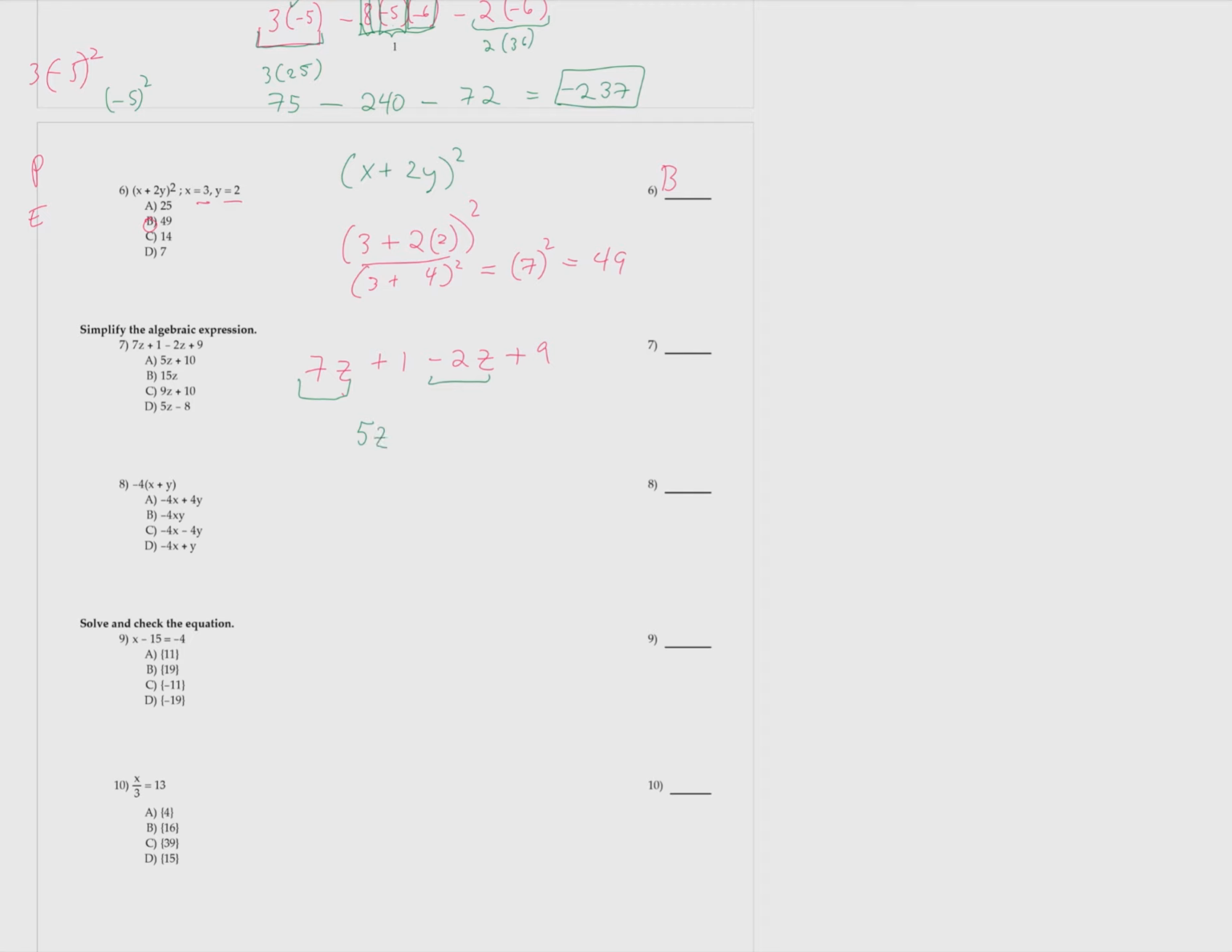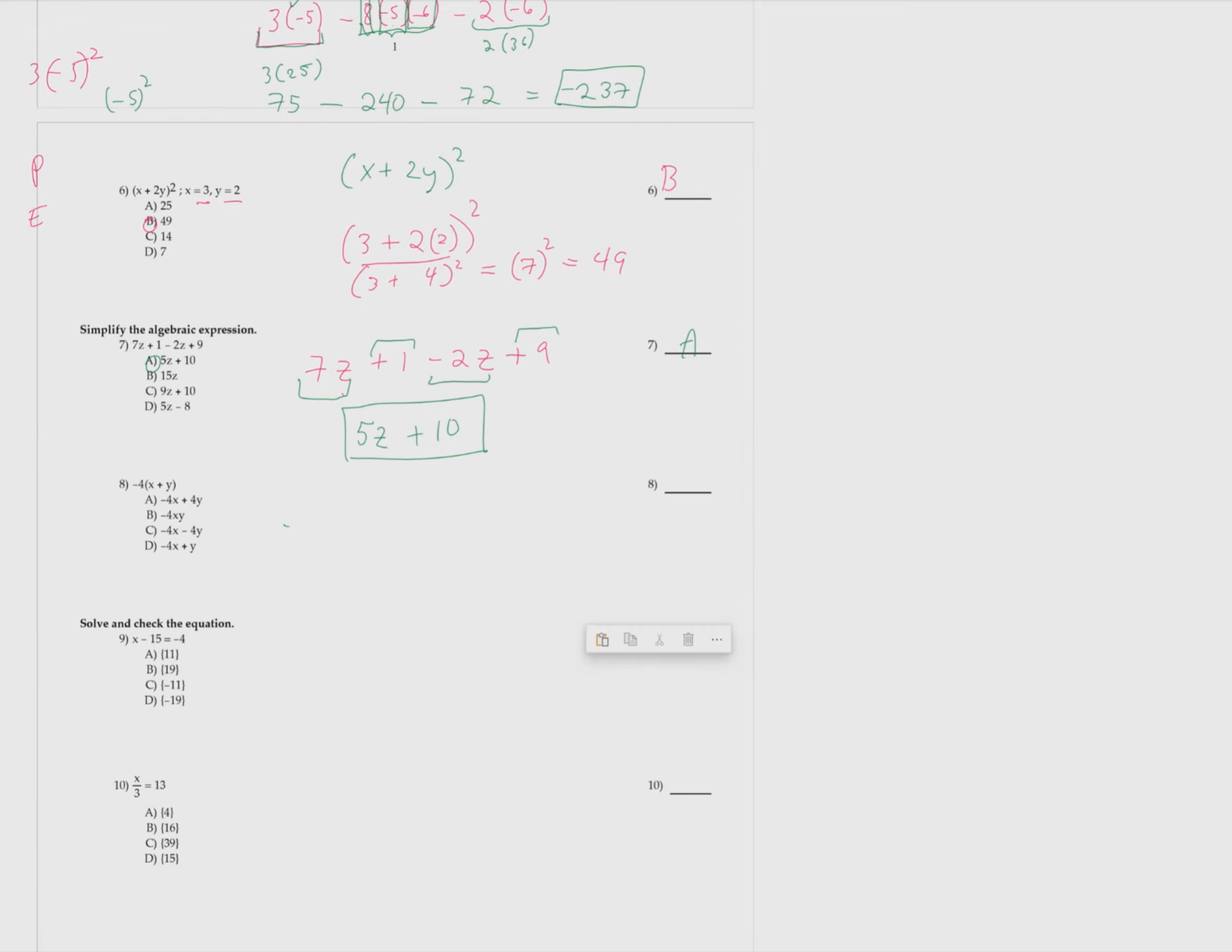Okay, that's 5z. And then you have another pair of like terms, the positive 9 here and this positive 1 there. So positive 9 or positive 1, whichever I'm going to start with first, doesn't matter. 1 plus 9, that's 10. Boom. 5z plus 10 is the answer for 7. The answer is A.